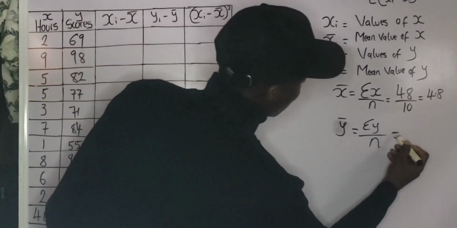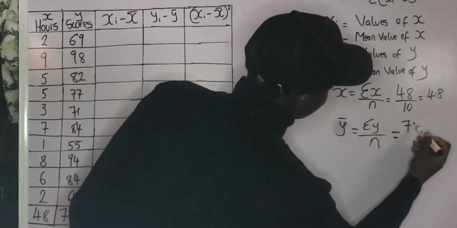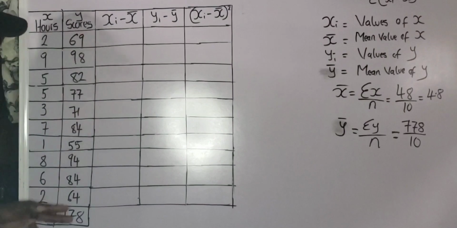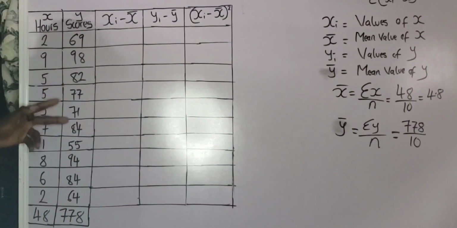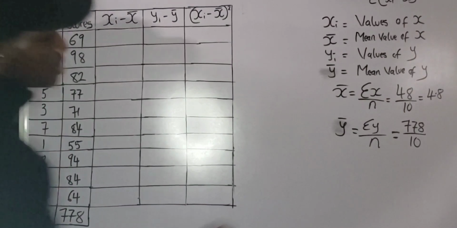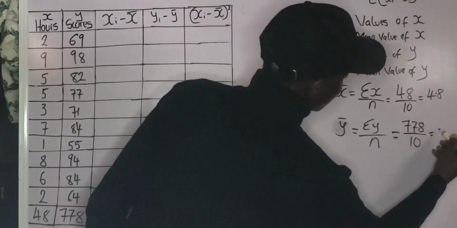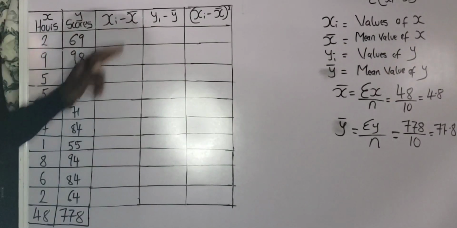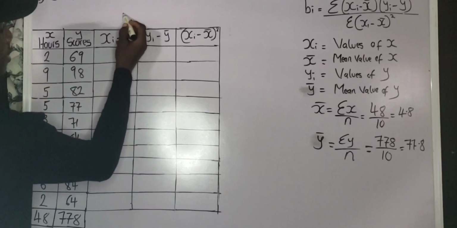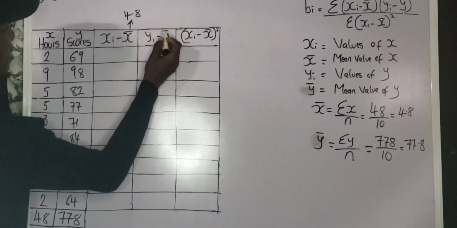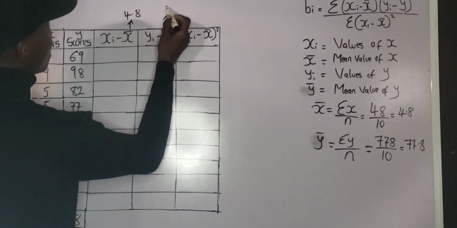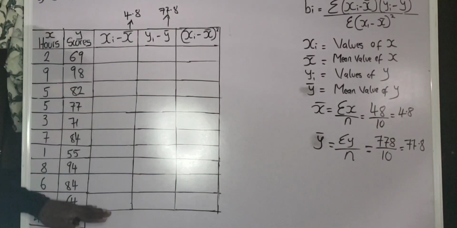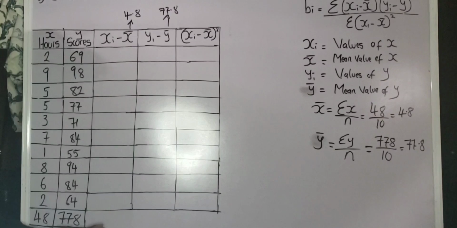So I can determine the mean value of y by 778 all over 10. If you count the values of y, you are going to get 10. That is 1, 2, 3, 4, 5, 6, 7, 8, 9, 10. So 778 divided by 10 is 77.8. So I have determined the mean value of x, which is 4.8, and the mean value of y, which is 77.8. So now I can get the values in this column.